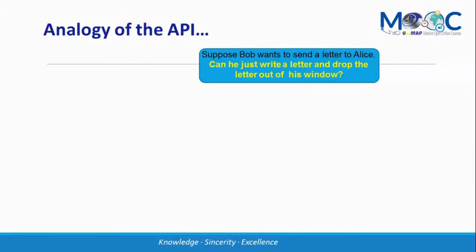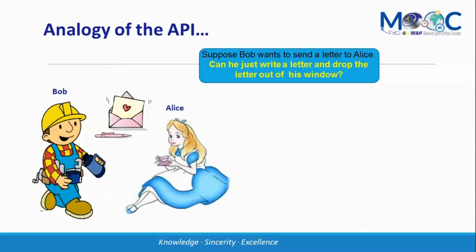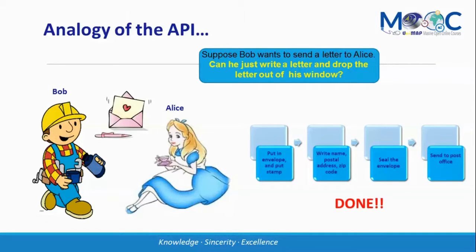Okay, let's see a simple analogy in order to understand more about the API. Suppose Bob wants to send a letter to Alice. Can he simply write the letter and drop the letter out his window? Can the letter reach Alice using his method? No, right? Instead, Bob has to put the letter in an envelope, put the stamp on it, and seal it. Then, he has to write the recipient's name, postal address, the zip code, and finally, send the letter to the post office so that Alice can receive it. So that is called the API, the simple rules that we need to follow.